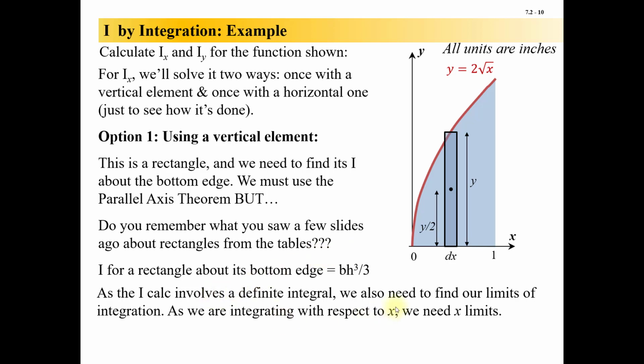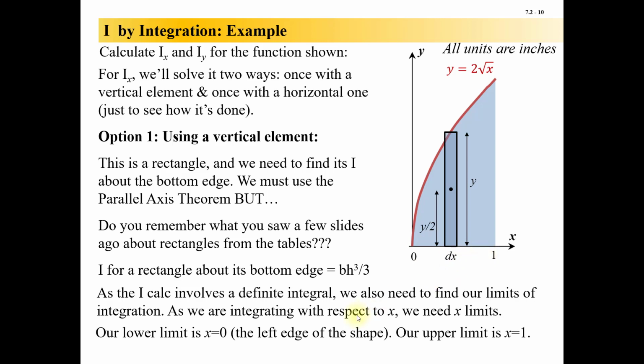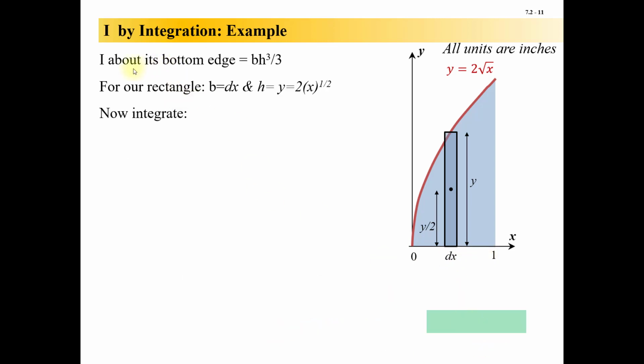Since it's a definite integral, I need limits of integration, and since I'm integrating with respect to x, I'm going to use my x limits, and that's 0 and 1. So our lower is 0, our upper is 1. The moment of inertia of a rectangle about its bottom edge is bh cubed over 3. What's my b? Well, it's dx. What's my h? It's y. What's y equal to? 2 times the square root of x, or 2 times x to the 1/2.